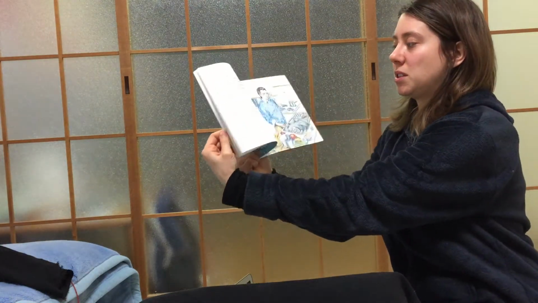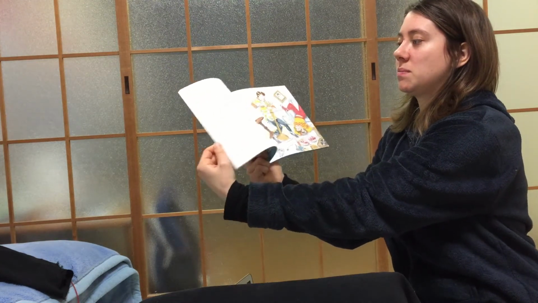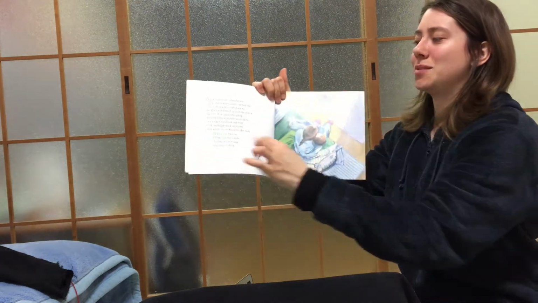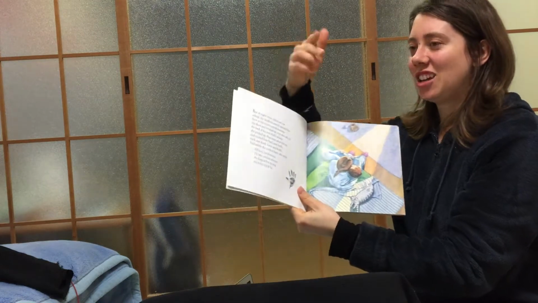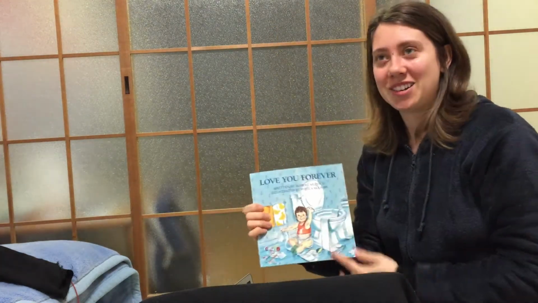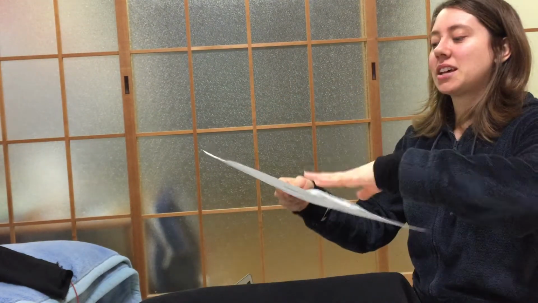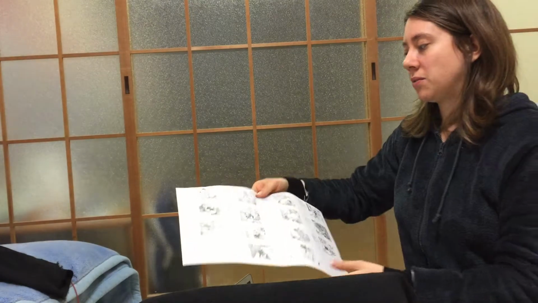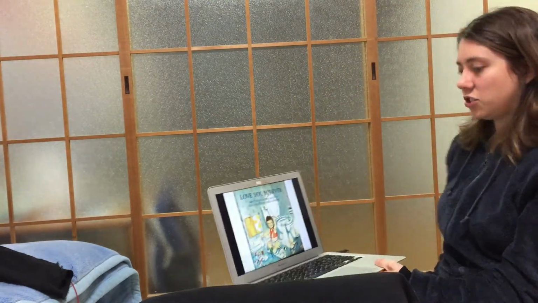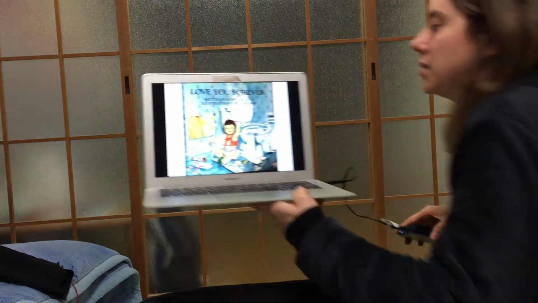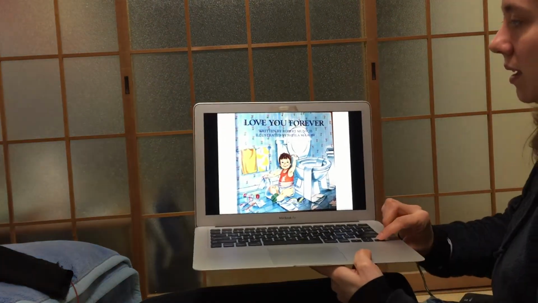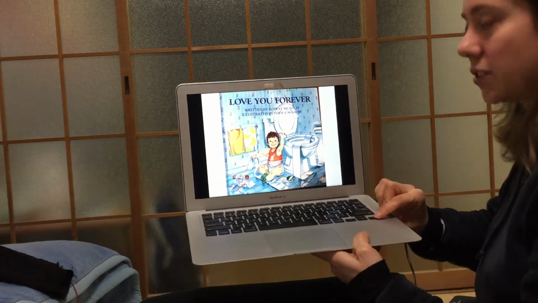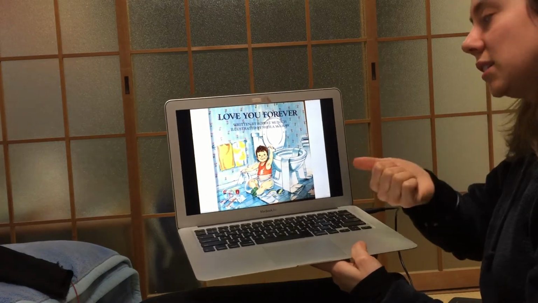Then I'd show them some of the pictures, and I'd show them the complicated text. There's many words. So I changed this for you to have not many words. Anyways, I would hand this out to all the students. So every student has a copy of every page. And then I would direct their attention to the TV screen. So this is what would be on the TV. And I'd be like, okay, Love You Forever. So this is where the students are all quiet and they're listening.